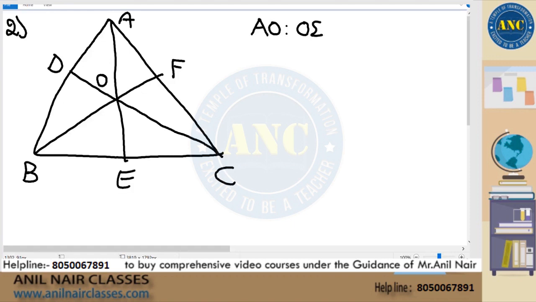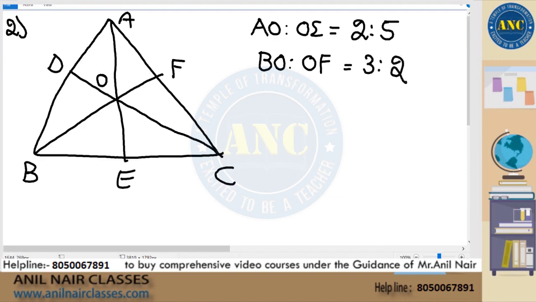AO is to OE is 2 is to 5. BO is to OF is 3 is to 2. Find CO is to OD. Just after some time, you will do all the questions orally, sir.